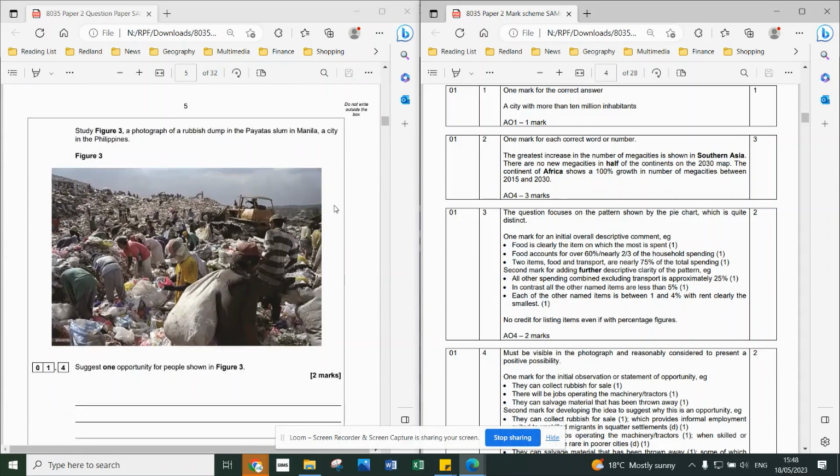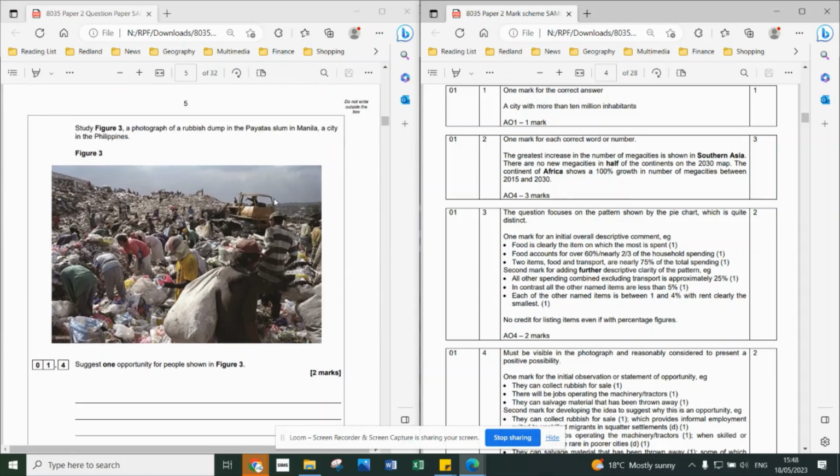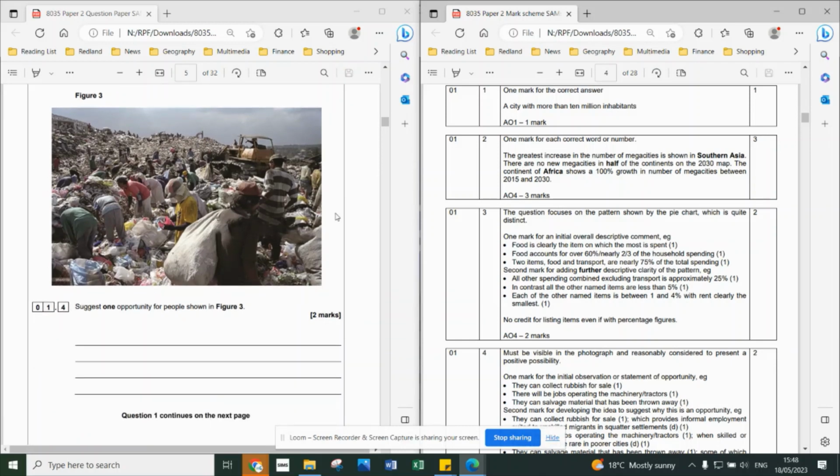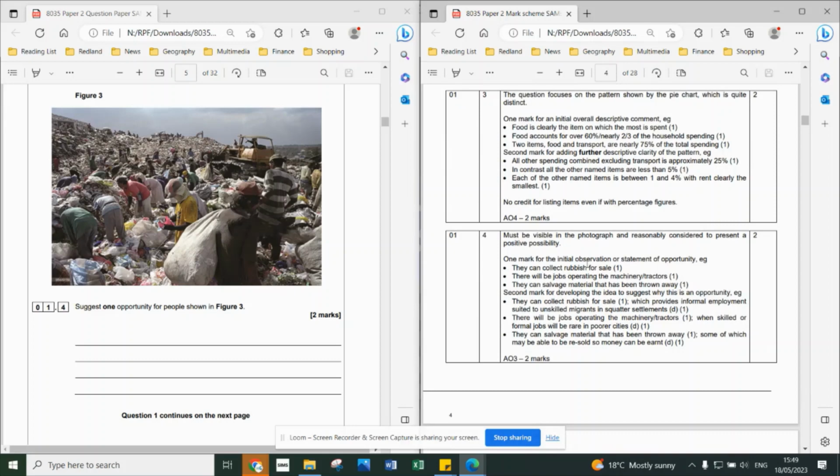For question 1.4, you then have a picture here of a slum in Manila in the Philippines in Southeast Asia. It says suggest 1 opportunity for people shown in figure 3. You can see lots of people working there. It's a 2-mark question, and if you've seen the video on how to get full marks in geography, you have to make a point and explain it. Suggest 1 opportunity. Well, one there is they can collect and recycle material that they can then sell on and make a profit with. So it's basically providing informal employment to people. Collect rubbish and resell it, part of the informal sector. Often those might be unskilled migrants, and they will try and salvage some material that is being thrown away.